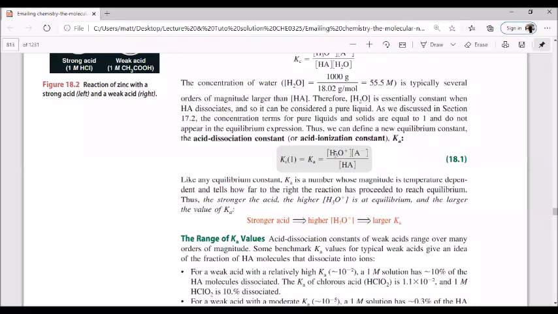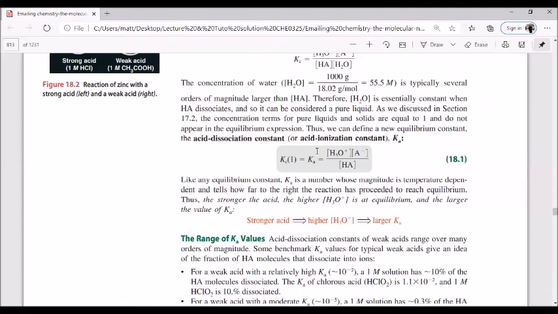I want to ask. Directly proportional. That means if the Ka value is high, the hydronium ion concentration is high. Similarly, if the hydronium ion concentration is high, that means Ka is high. If the hydronium ion concentration is low, that means Ka is low. Similarly, if Ka is low, the hydronium ion concentration is low, because it is directly proportional.